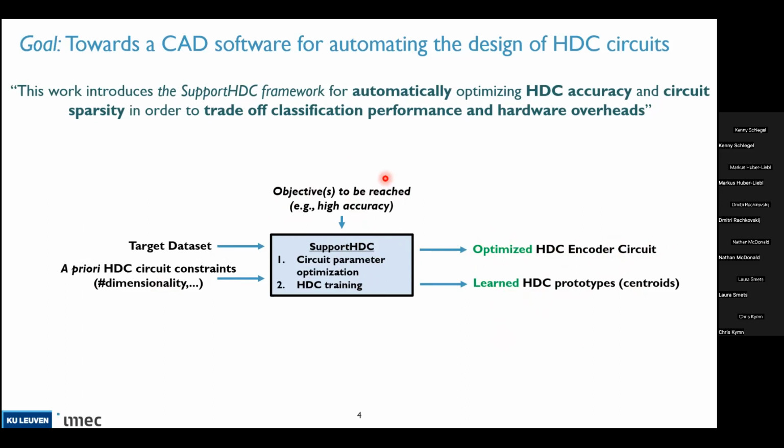For example, you can say that I want to reach high accuracy while also achieving a high sparsity of my HDC circuit, for example for saving energy and area consumption in hardware. Given these objectives, this Support HDC framework would produce for you an optimized encoder circuit and the learned HDC prototypes.